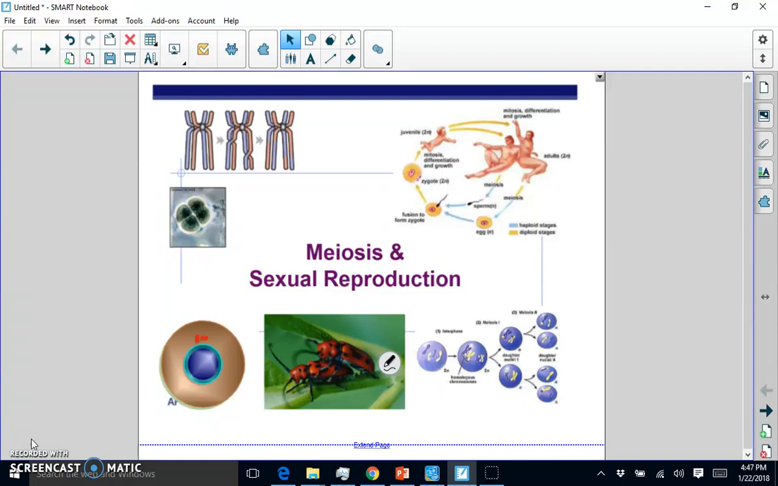In the first part of this unit, we're going to talk about meiosis and why meiosis is necessary for sexual reproduction. And then in the second half of this unit, we're going to talk about how traits are passed from parent to offspring using Punnett squares, which we did a little bit when you were ninth graders. But the purpose of today's lesson is to introduce you to meiosis and the process of sexual reproduction.